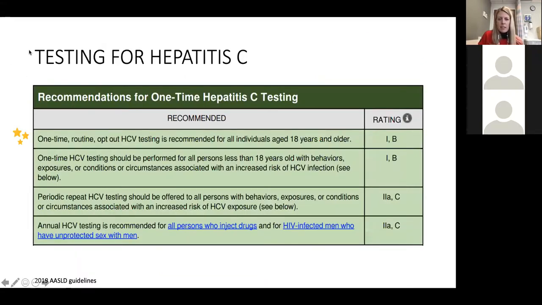Testing for hepatitis C used to be sort of age cohort based, as I was talking about with the baby boomers, but now there are new recommendations for one-time routine testing for hep C antibodies in all adults. So really everyone you're seeing in clinic should be screened for hepatitis C regardless of risk factors. And that's a new recommendation in the past year or so.